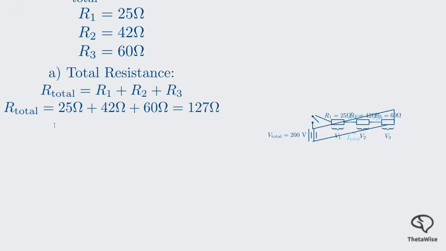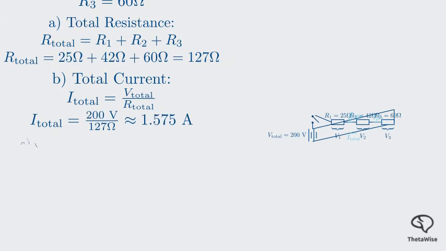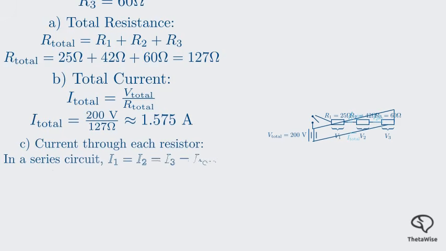Simple addition. Next, the total current. Now that we have the total voltage and the total resistance, we can use Ohm's law. Dividing 200 volts by 127 ohms gives us a total current of approximately 1.575 amperes. This is the current drawn from the supply. For part C, the current through each resistor, it's a trick question. We know that current is the same everywhere in a series circuit. So, the current I1, I2, and I3 are all equal to the total current we just calculated, 1.575 amperes.